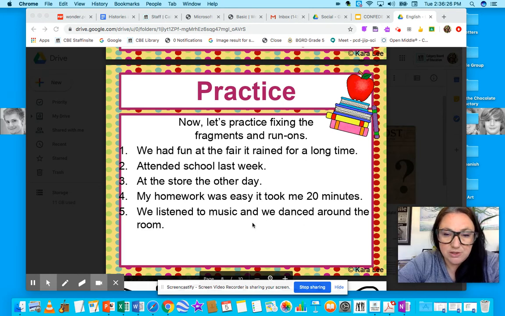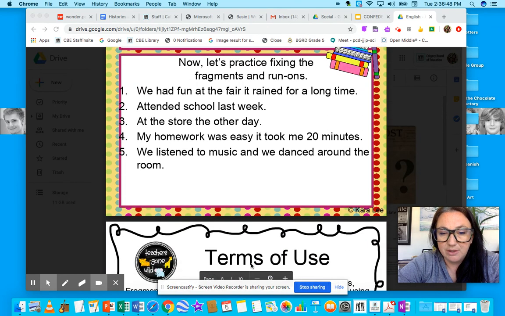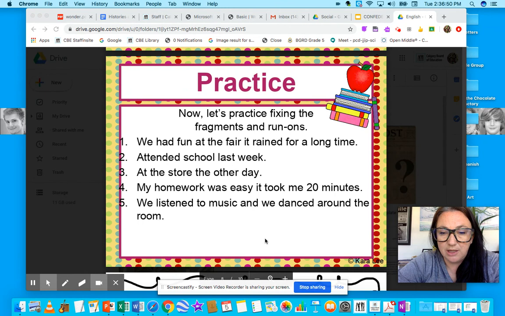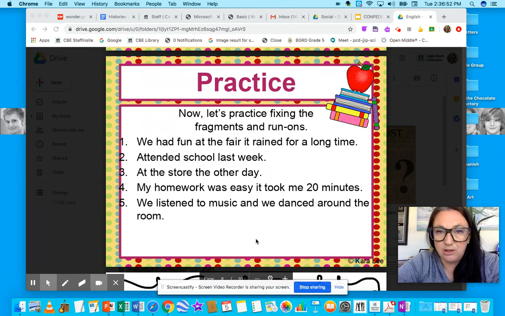We listened to music and we danced around the room. So this is a run-on in a sense because the comma isn't there. These are two standalone sentences again, but you need to have the comma here to indicate that it is a complete sentence without, and it's not a run-on. It indicates two different thoughts. So I hope that this helps you with your writing this week, and enjoy your writing on the newspaper article.